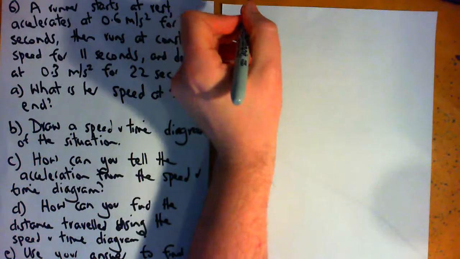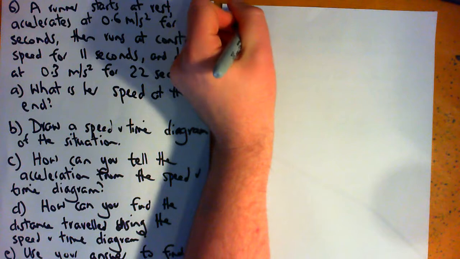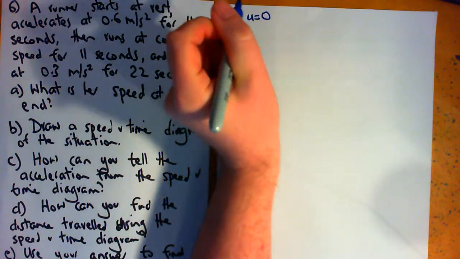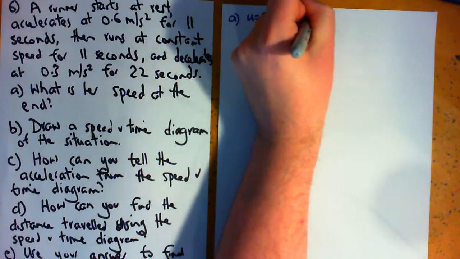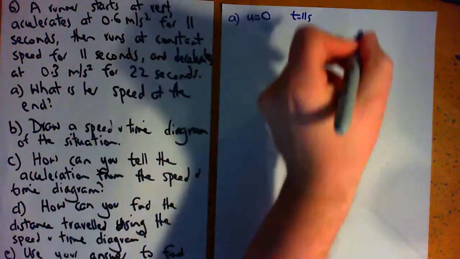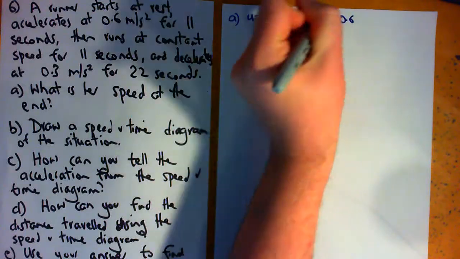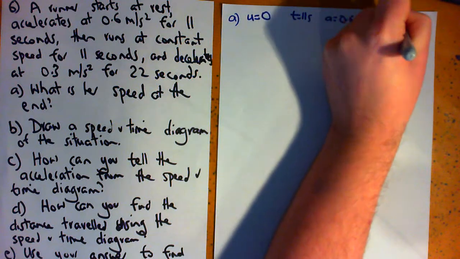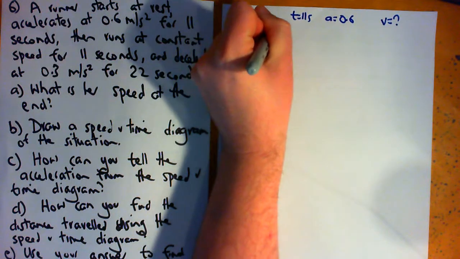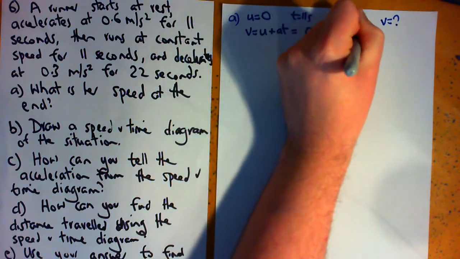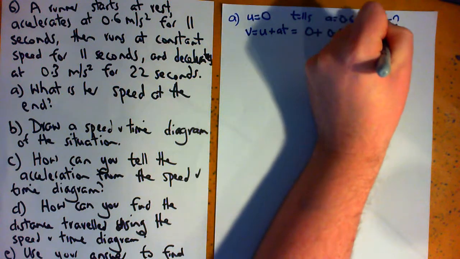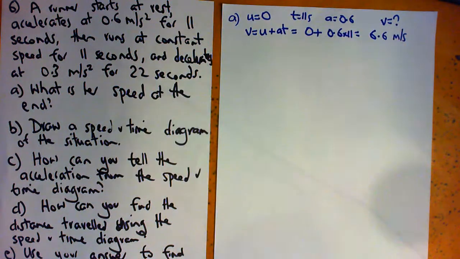The runner starts at rest, so the initial velocity is 0, so u equals 0. In the first 11 seconds, so the time is 11 seconds, we have an acceleration of 0.6, and we need to find the final speed, so v equals u plus at. U is 0, a is 0.6 multiplied by 11, giving 6.6 meters per second. So that will be the speed during the constant speed part of the process.